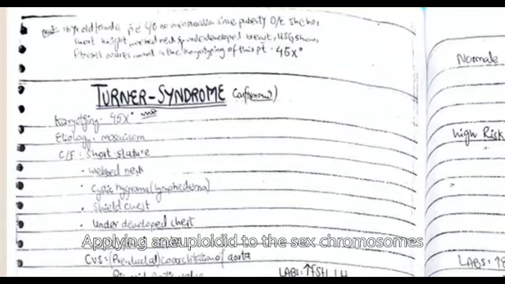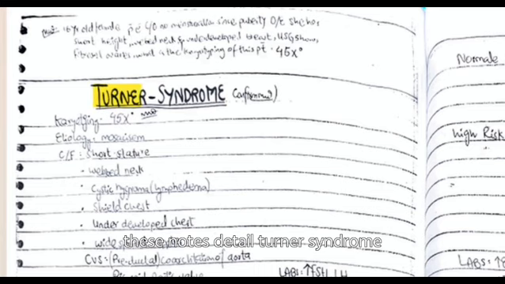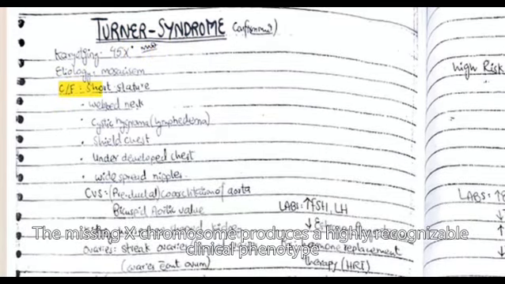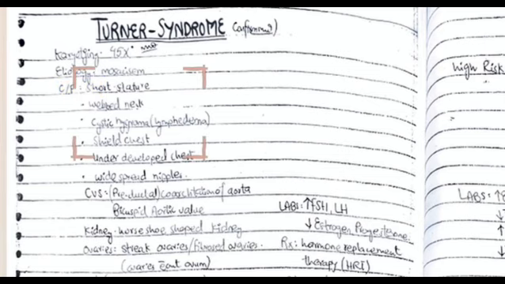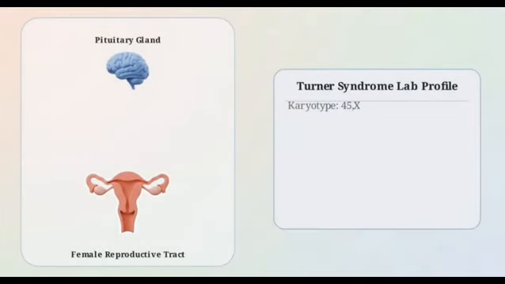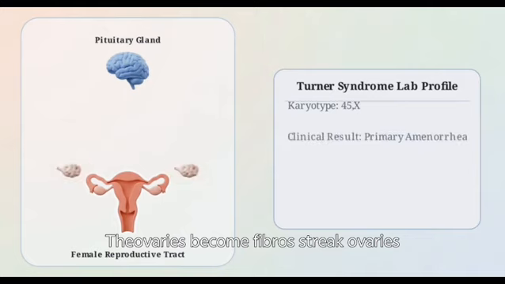Applying aneuploidy to the sex chromosomes, these notes detail Turner syndrome, defined strictly by a 45-X karyotype. The missing X chromosome produces a highly recognizable clinical phenotype: short stature, a webbed neck, and a broad, shield-like chest. Internally, the lack of a second sex chromosome causes gonadal dysgenesis. The ovaries become fibrosed streak ovaries, causing primary amenorrhea.